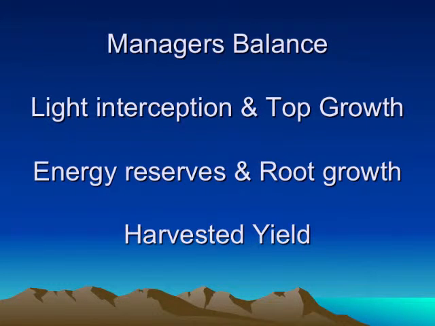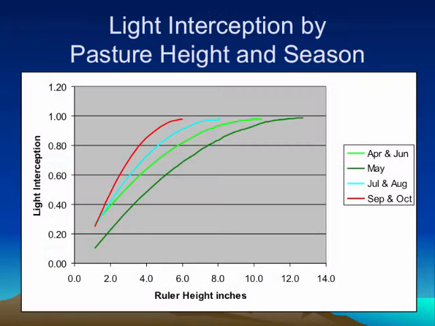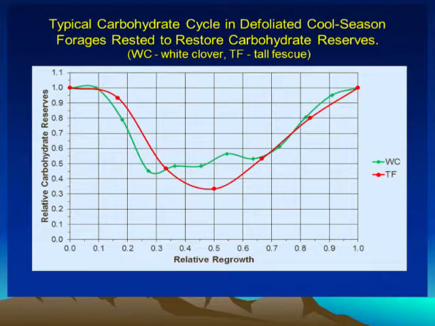So we want to manage light interception, top growth, energy reserves, root growth, and our harvested yield. Just a quick review, we need height and time of year. That's what determines light interception. Let's look at the carbohydrate cycle. This is in tall fescue and white clover. This green line is the white clover, and the red line is the tall fescue.